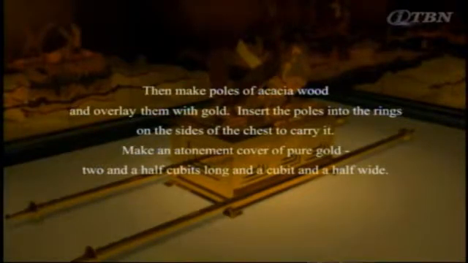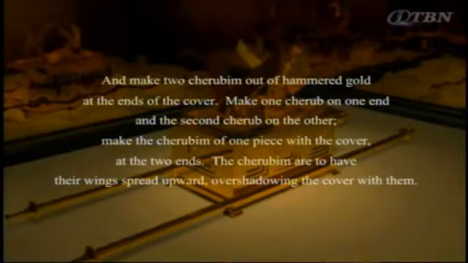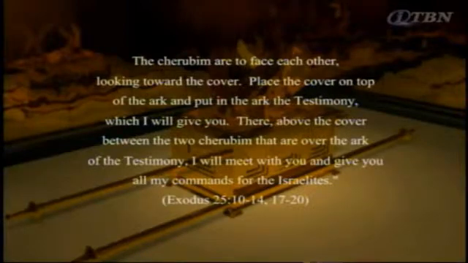Make an atonement cover of pure gold, 2.5 cubits long, and a cubit and a half wide, and make 2 cherubim out of hammered gold at the ends of the cover. Make 1 cherub on one end, and the 2nd cherub on the other. Make the cherubim of one piece with the cover at the 2 ends. The cherubim are to have their wings spread upward, overshadowing the cover with them. The cherubim are to face each other, looking toward the cover.